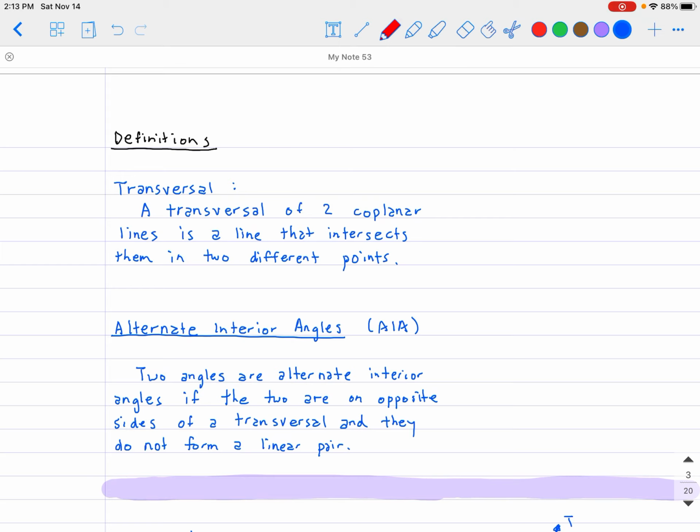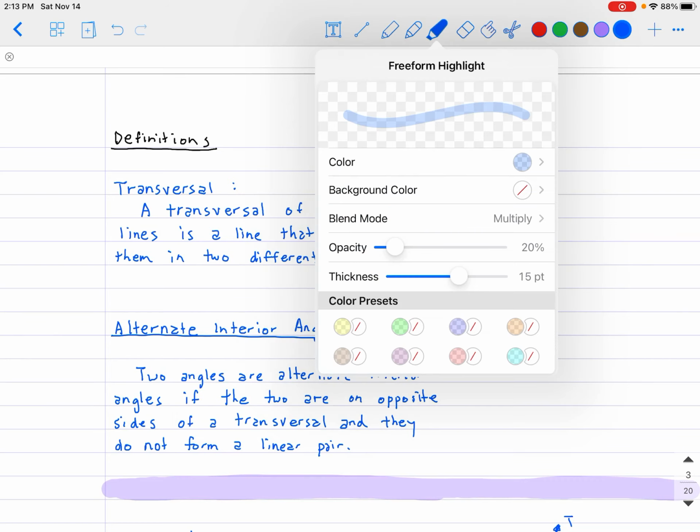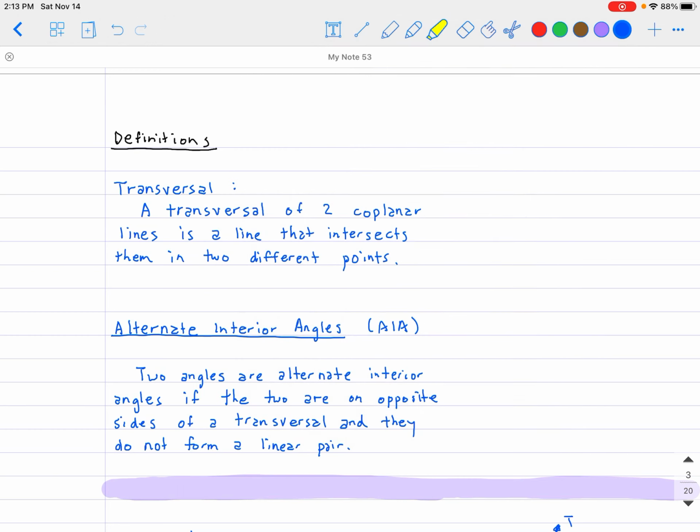All right, so here's the first one, which is going to be a definition. In this case, we have to define something called a transversal. A transversal of two coplanar lines is the line that intersects them in two different points.